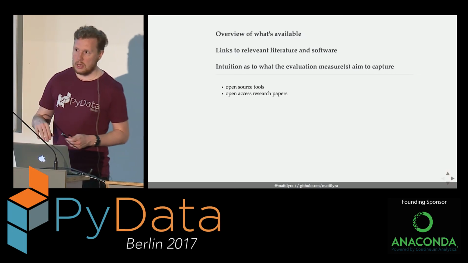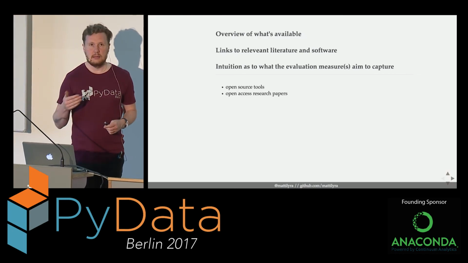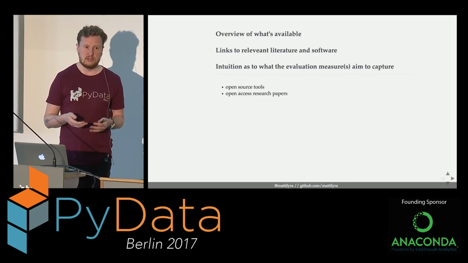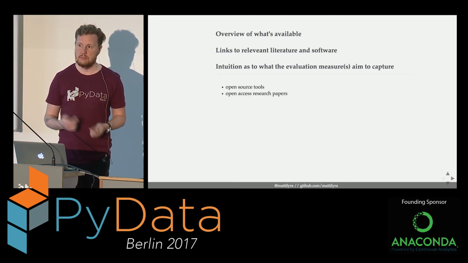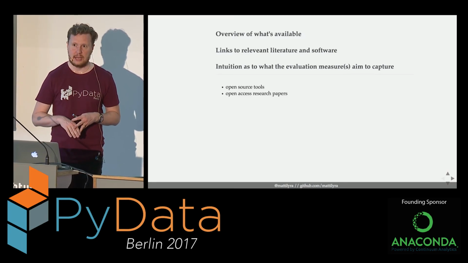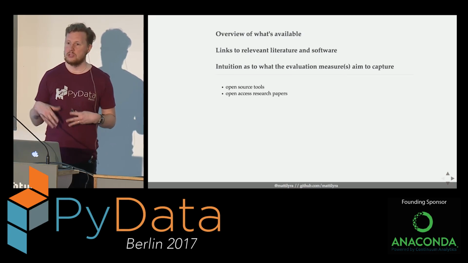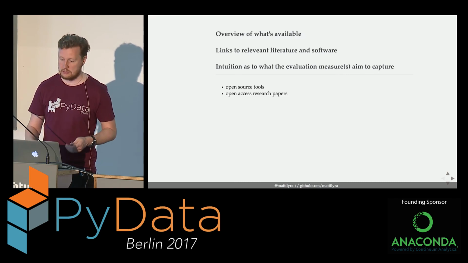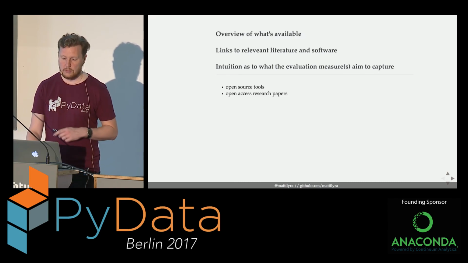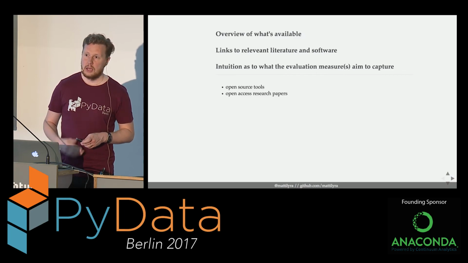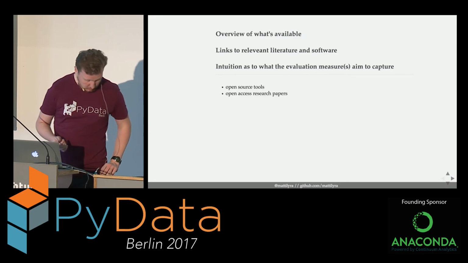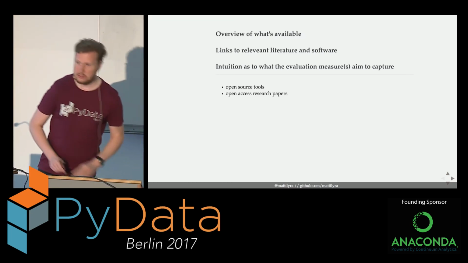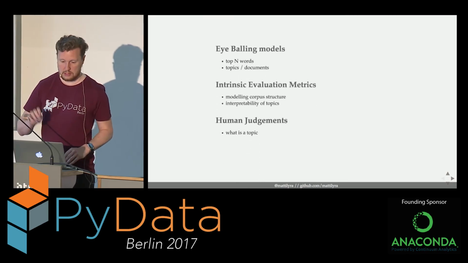I'm going to cover quite a lot of material, and the aim here really is to give you an intuition for why the metrics exist and what it is that they're trying to measure. So I'm not going to go into detail in almost anything, but just try to give you an understanding of why we have these metrics and what they are trying to do. And I'll focus on tools that are available, that are open source, and also research papers that are open access. So this is not an exhaustive list of everything, just a summary.